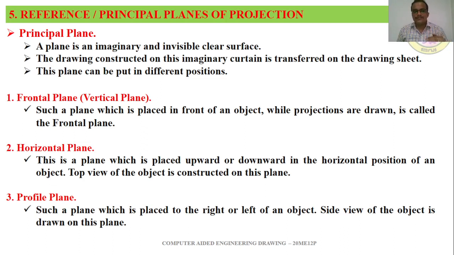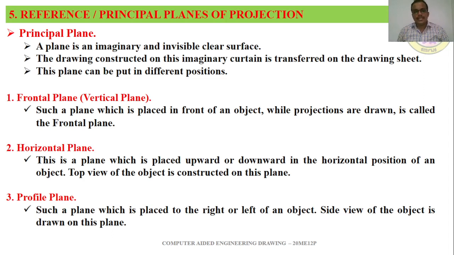In the principal planes, we have the frontal plane, or we can call it the vertical plane. Such a plane which is placed in front of an object while projections are drawn is called the frontal plane. Another important plane is the horizontal plane, which is placed upward or downward in the horizontal position. Horizontal means on the x axis of an object. The top view of the object is constructed on this horizontal plane.